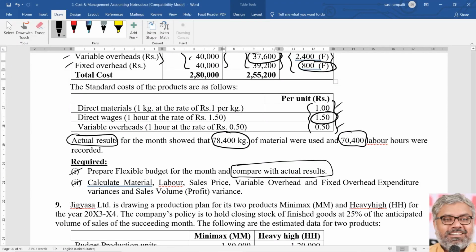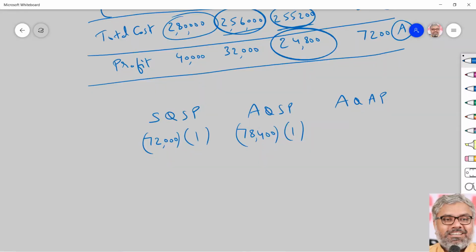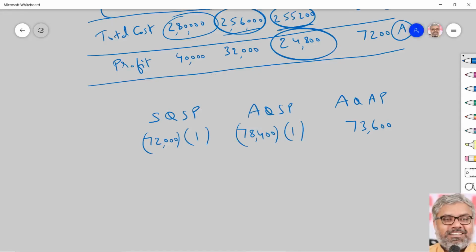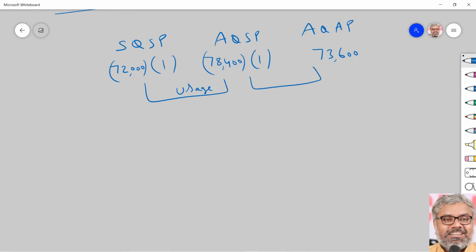AQAP is directly given. What is AQAP? Nothing but the actual material cost. That is 73,600 directly given in the question itself, 73,600 rupees. Anyway, we have all the information required to calculate material variances. So what is 1 minus 2? Material usage variance. And what is 2 minus 3? Material price variance. So how much is usage variance now?